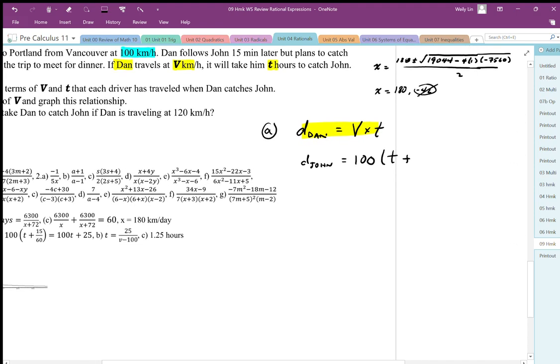Now we have to be careful with this because the velocity is in kilometers per hour, but the time is in minutes. So we have to convert that 15 minutes into hours. So I'm going to use 0.25 hours. There's my expression for the distance for John.